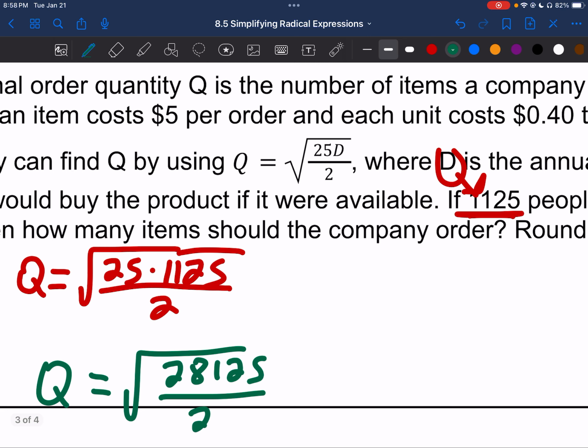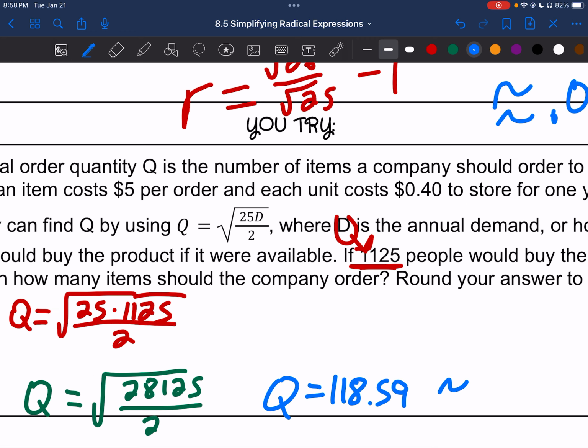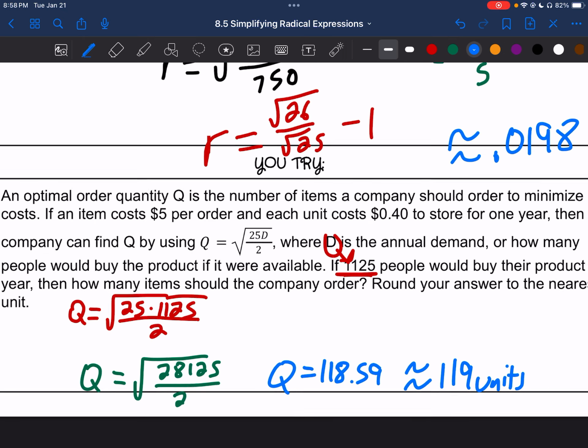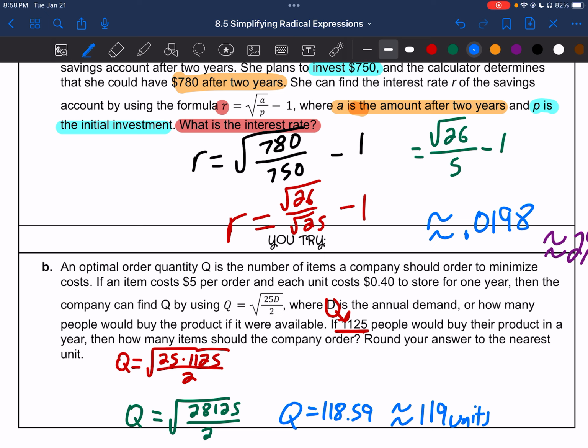Okay, and when I do that, type it into your calculator because these are numbers that are rather large. And you're going to get that Q is going to equal 118.59, which means it's approximately 119 units. So if this company was ordering the ideal amount of a product, they would order 119 units. And that would match this measure Q.